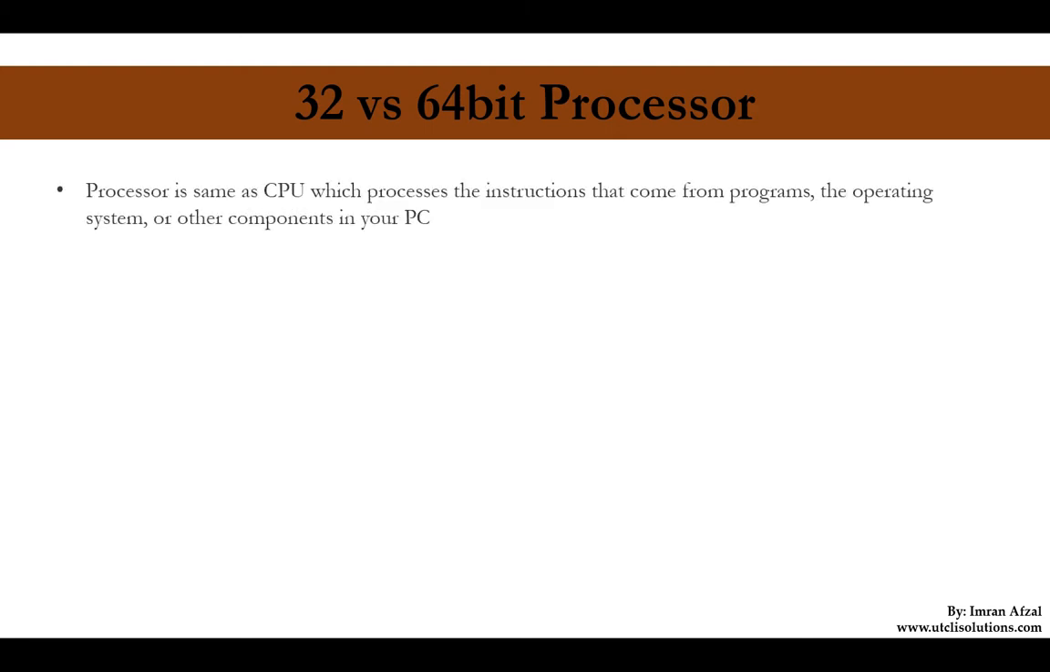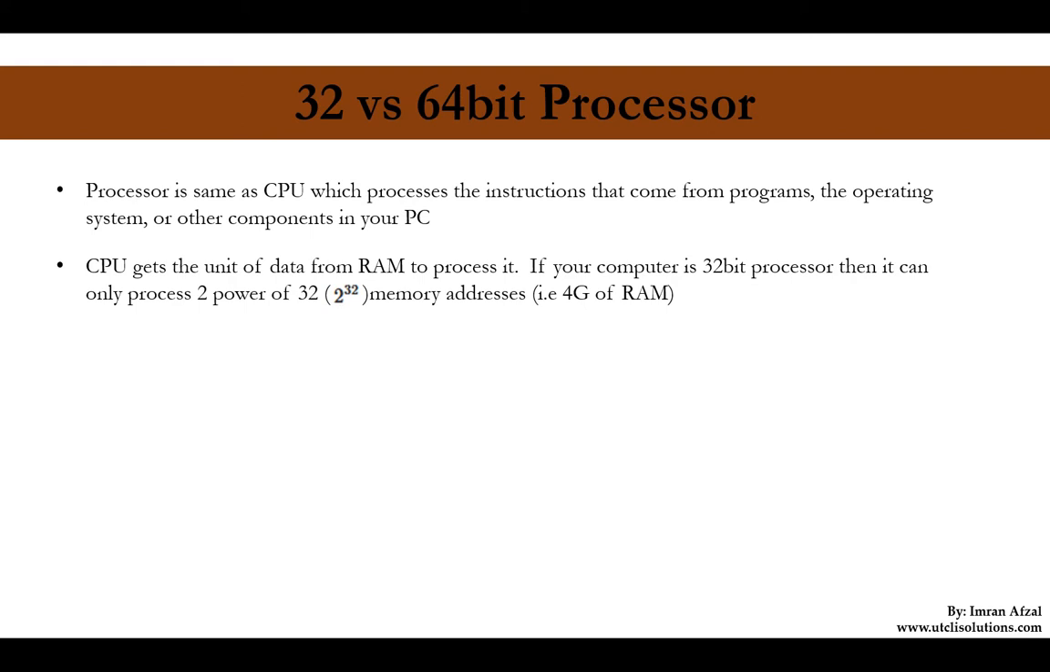A processor, first of all, is the same as CPU, which stands for Central Processing Unit, which processes the instructions that come from programs, the operating system, or other components in your computer. So let's put it this way. The CPU gets the unit of data, or that information, from RAM. RAM is memory, and when it gets it, it processes it. Now, if your computer has a 32-bit processor, then it can only process 2 to the power of 32 memory addresses, and that equates to 4 gig of RAM. So it means your computer cannot process more than 4 gig of data at a time.